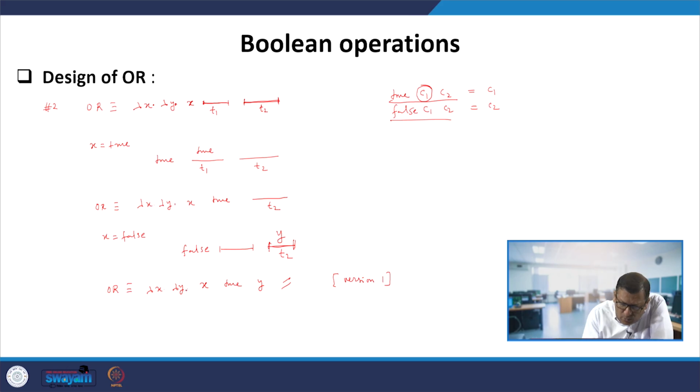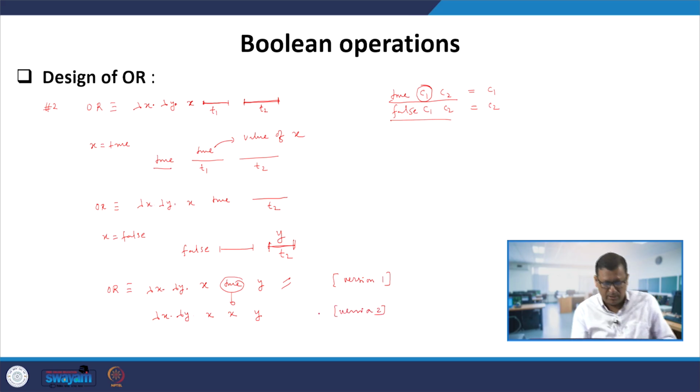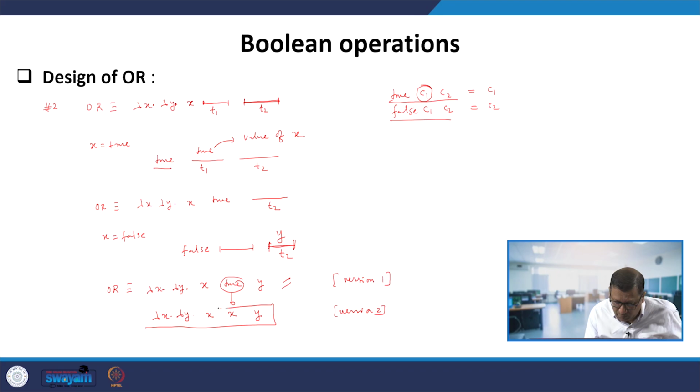If you take a closer look here, when x is true, we are writing T1 is true, but then T1, this true, is nothing but the value of x. So this true is nothing but the value of x. This is what we then obtain, and this we call version 2. Version 2 does not have any constant, and this is our OR function.